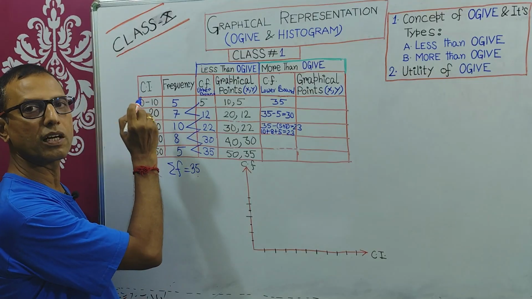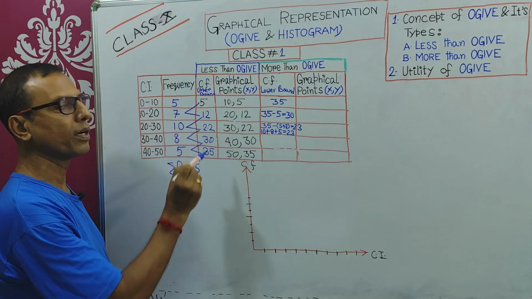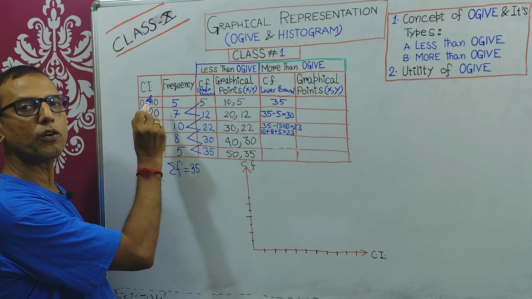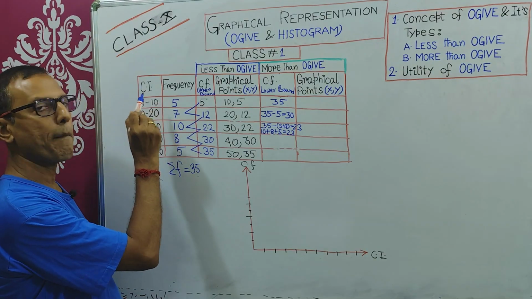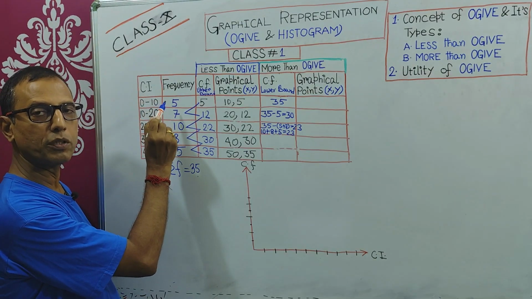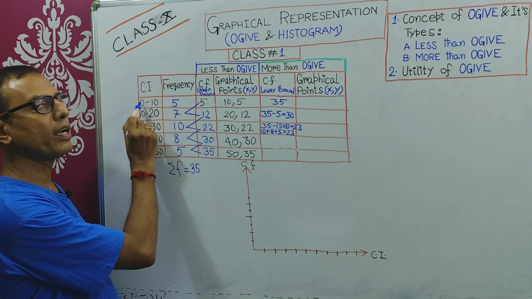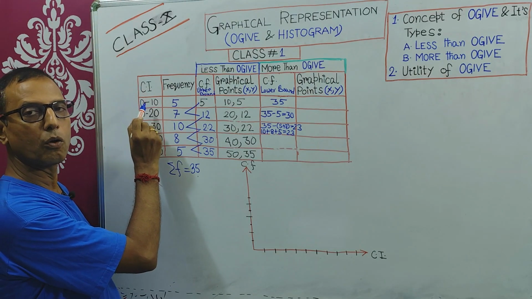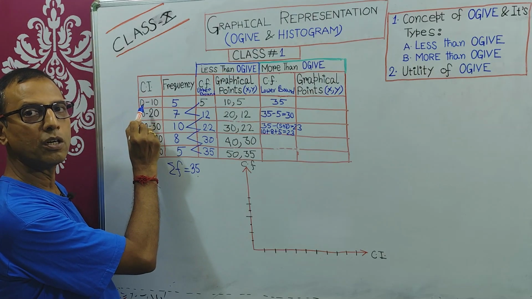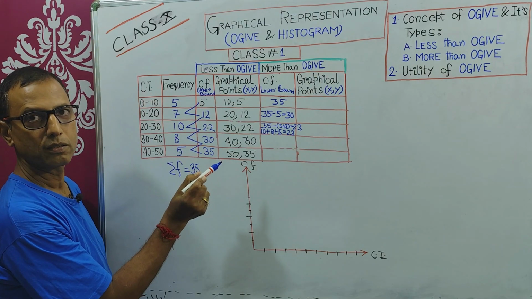For less than ogive, we are considering the upper bound and then you are doing the cumulative frequency, and therefore your interpretation is upper bound data value or less than that. And for more than ogive, it is the lower bound data value or more than that.